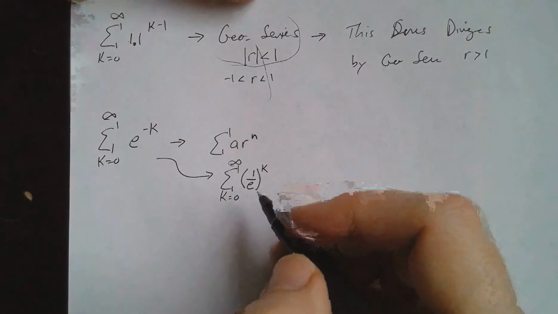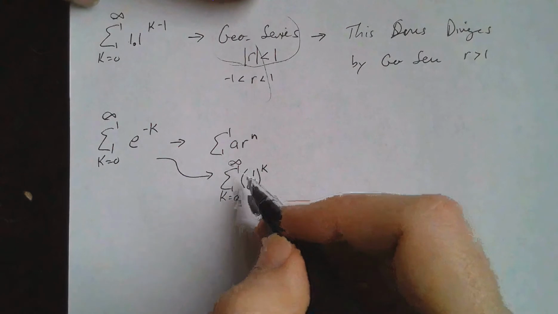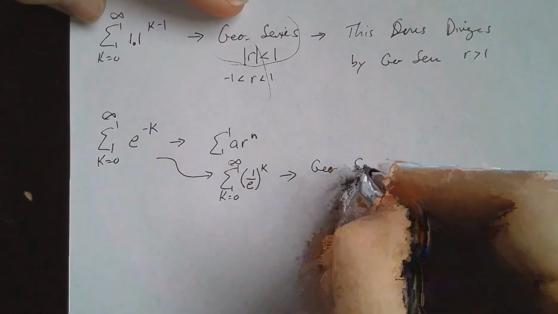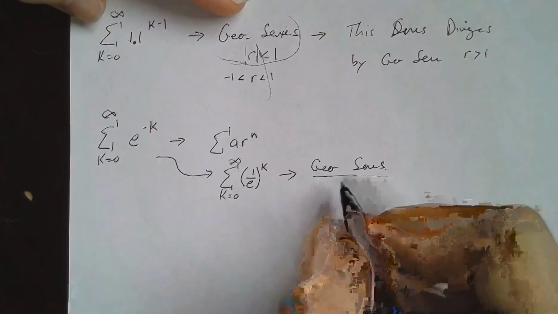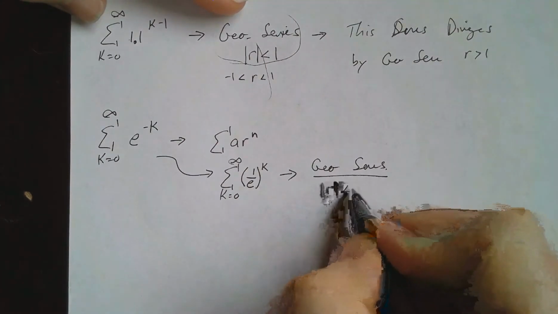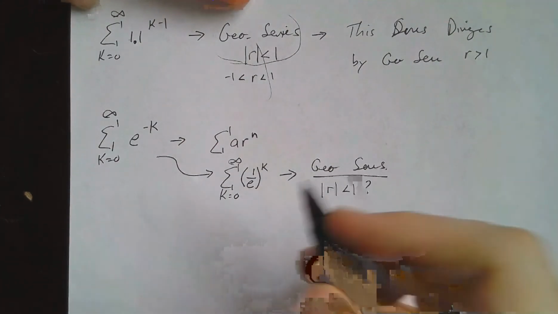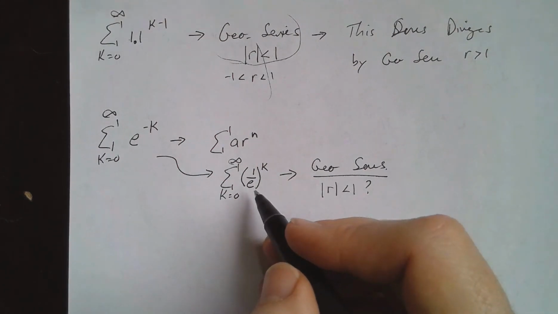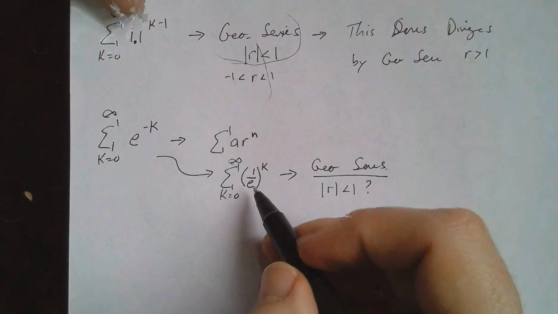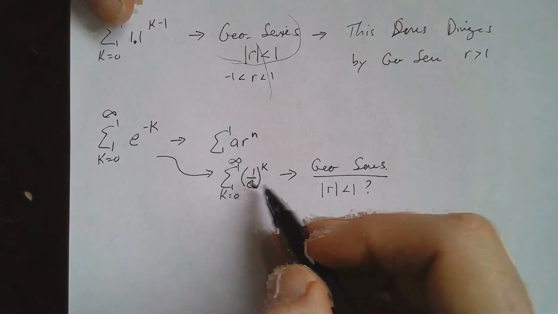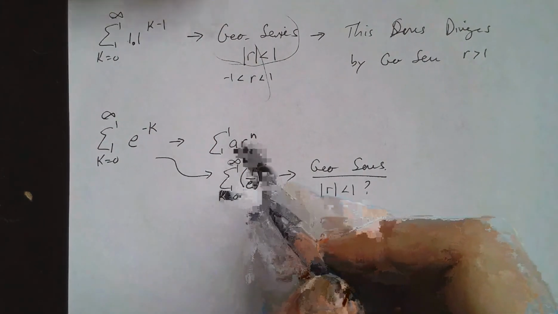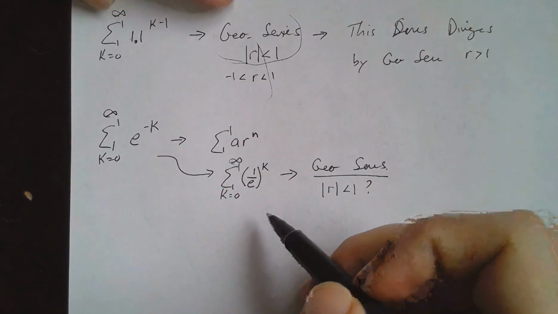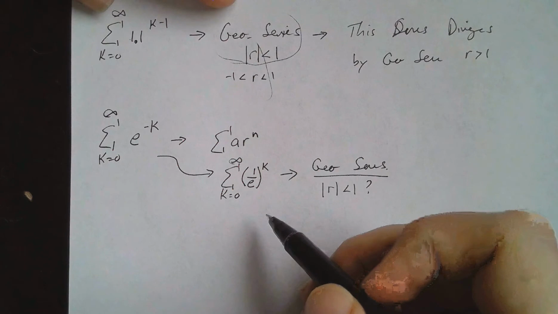With that being said, as k goes to infinity, this is now a geometric series, and the statement is, is the absolute value of r less than 1? And the answer is yes. 1 over e is a fraction. It's a decimal value, but it's also a fraction. With a fraction such that it's less than 1, we can say that this thing is definitely guaranteed to be convergent.